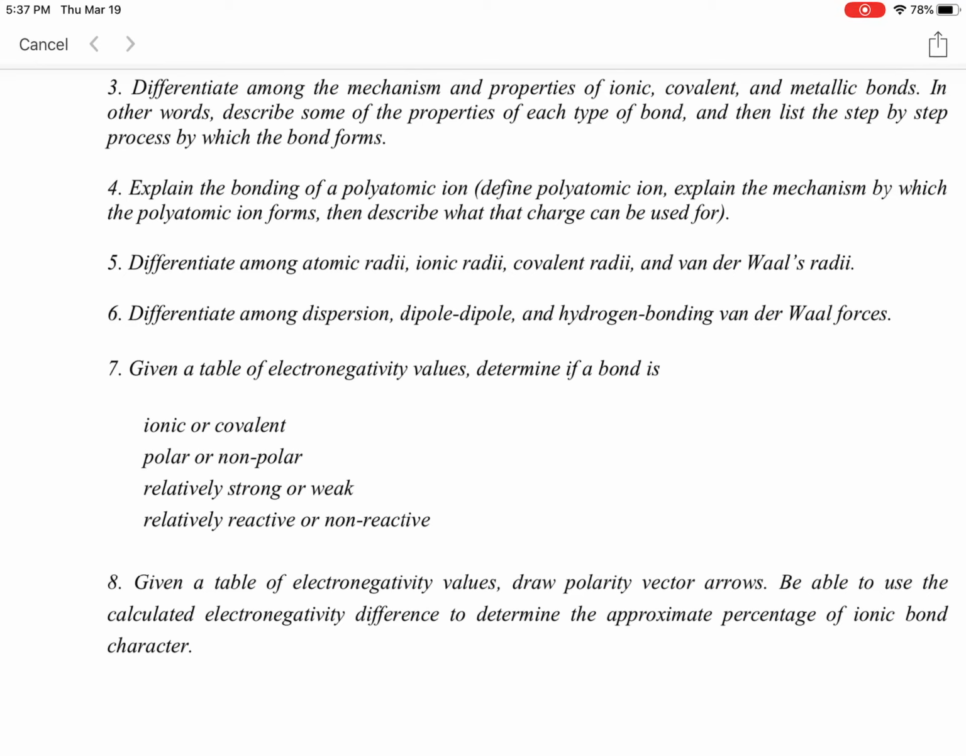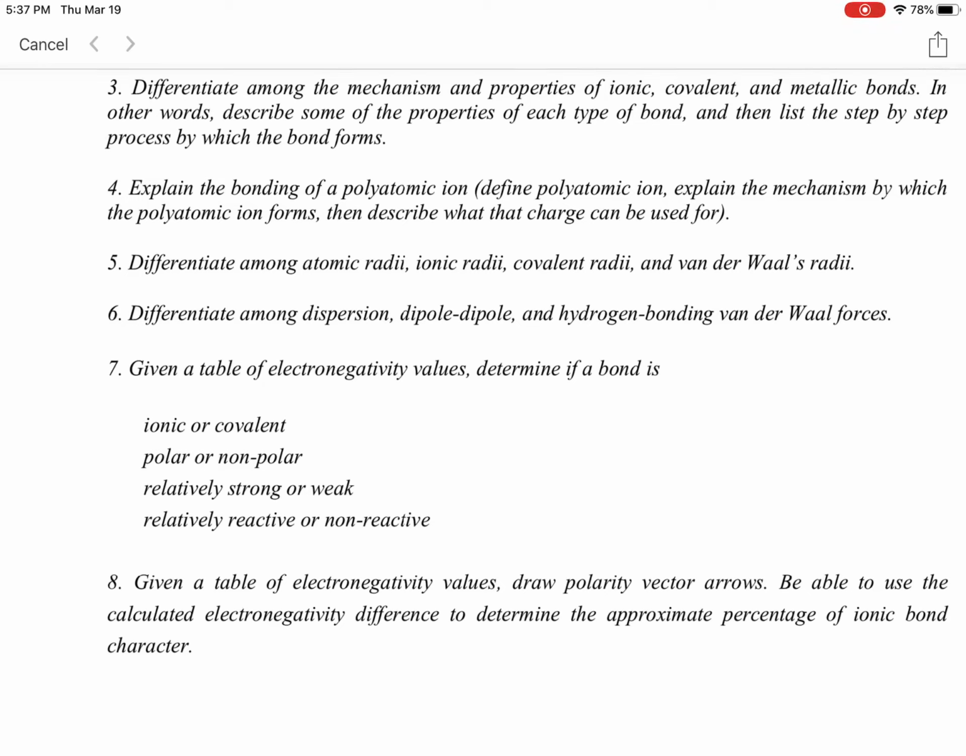Number 6, differentiate among dispersion, dipole-dipole, and hydrogen bonding. Those are all called intermolecular or van der Waals forces. I would know the energy differences: hydrogen bonding is the highest energy and dispersion is the lowest energy. All molecules have dispersion forces. Only polar molecules have dipole-dipole, and only polar molecules where a hydrogen is specifically bonded to a fluorine, oxygen, or nitrogen produce a special dipole-dipole called hydrogen bonding.